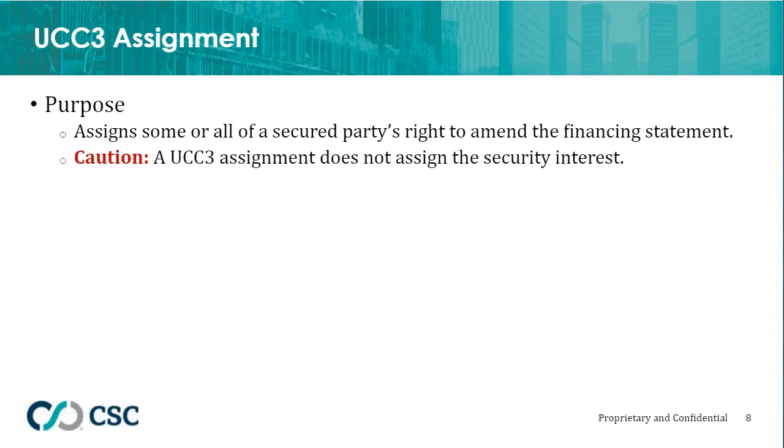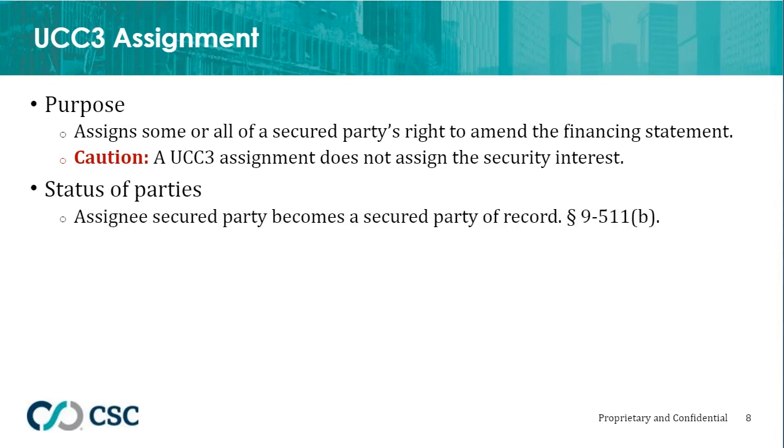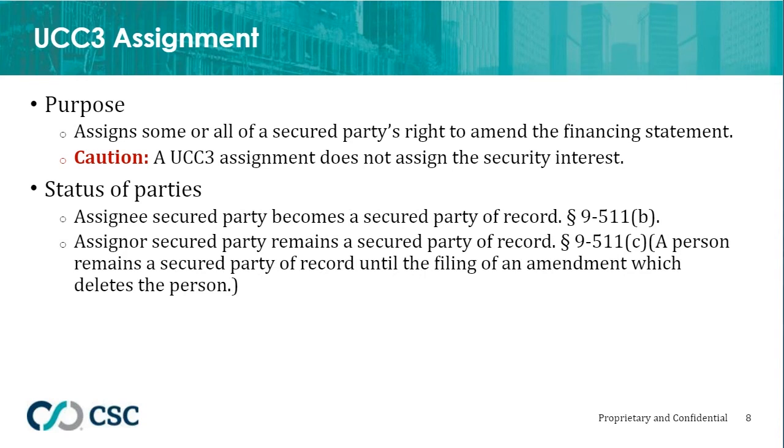In fact, the UCC3 assignment doesn't even really assign the secured party's right to amend the financing statement. What it does is it grants another secured party the right to amend the financing statement because it doesn't remove the assignor as a secured party. In fact, the effect of a UCC3 assignment is that the assignee becomes a secured party of record, and the assignor remains a secured party of record. They still have authority to amend the financing statement. There's some dispute on this.